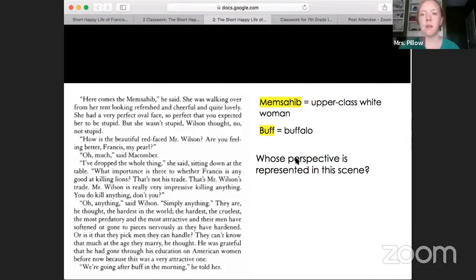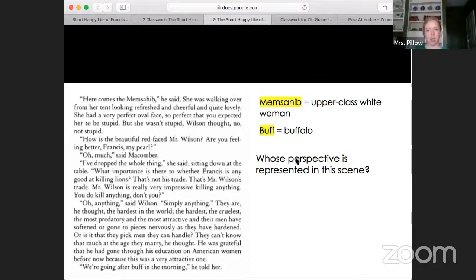Okay, whose perspective, whose thoughts, feelings, actions are really focused on in this scene? Johan? Wilson. How do you know that? You're right. Because it's his thoughts. Yeah, what's an example of that? Look at the end of the beginning paragraph. "She wasn't stupid," Wilson thought. No, not stupid.